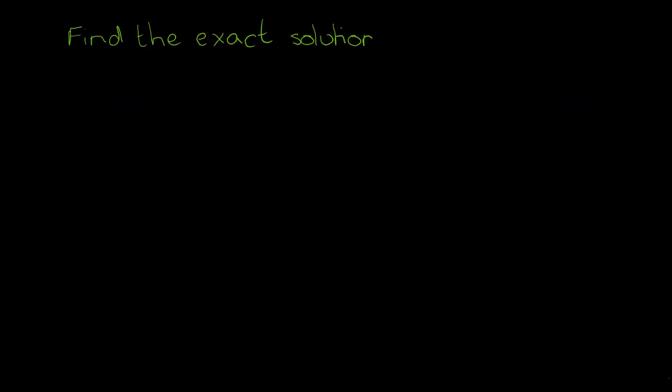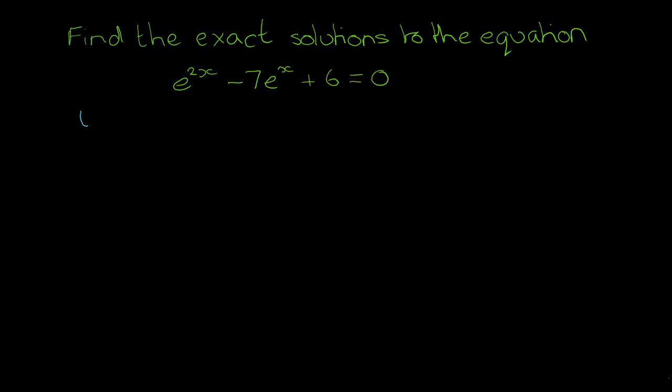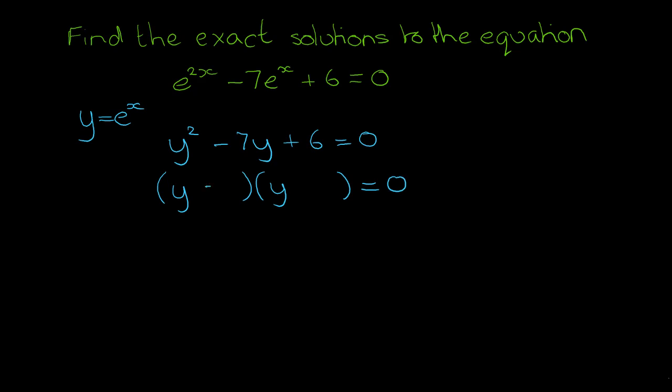Find the exact solutions to the equation e^(2x) - 7e^x + 6 = 0. If we substitute y = e^x in, we find we've got y^2 - 7y + 6 = 0, which is a quadratic equation. So if we factorise that, we get (y - 6)(y - 1), which leads to y = 6 and y = 1, which means we've got e^x = 6 and e^x = 1.